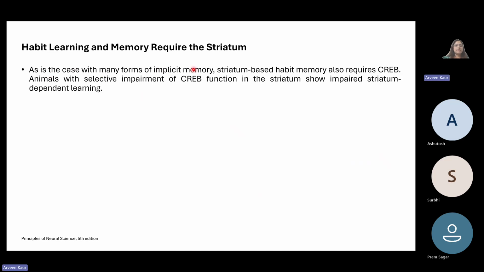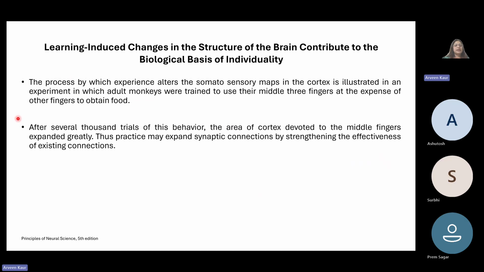As is the case with many forms of implicit memory, striatum based habit memory also requires CREB, right? What we had studied in the previous session. Animals with selective impairment of CREB function in the striatum show impaired striatum dependent learning, right?